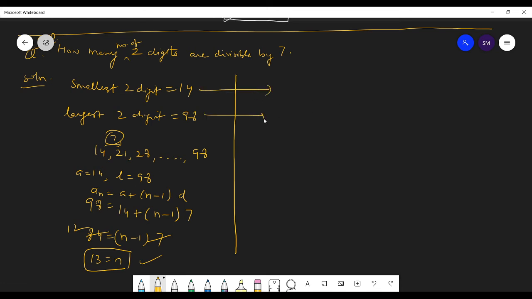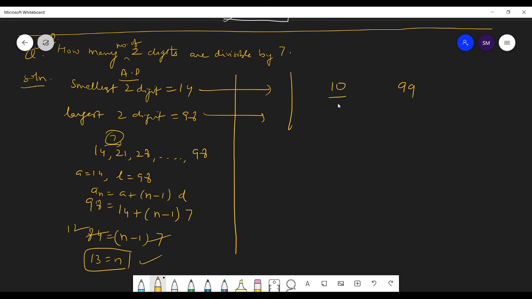See, directly from here, either you find the first two digit number of the AP and the largest two digit number. So if not in AP, if we talk in a general way, which is the smallest two digit number? That is 10. What is the largest two digit number? 99.